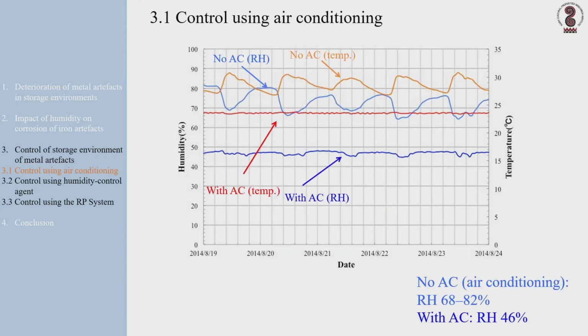Let us begin with the method of using air conditioning. On the slide is a graph based on data obtained from storage rooms with and without air conditioning. The horizontal axis is the time. The vertical axis on the right is the temperature, and on the left is the relative humidity. Temperature in storage without air conditioning demonstrates variation through the day. Its relative humidity is influenced by the change in temperature and fluctuates. A relative humidity greater than 80% is observed in August, a season with high humidity.